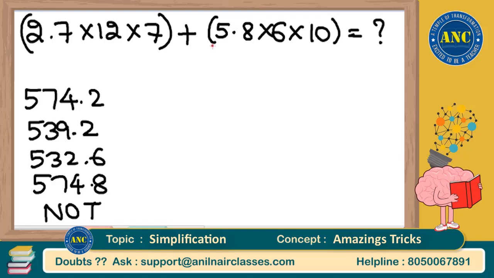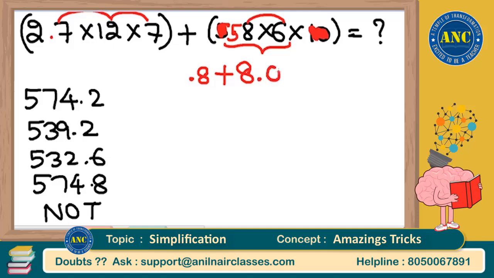Now, one of the ways of solving is by digital sum, the other way is this. 5.8 into 10, this 10 I will multiply and make it as 58, right? Now this is a whole number. 8 into 6 is 48. It will end with 8. Here 0.7 into 2 is 1.4. 1.4 into 7 is ending with 0.8, right? Can I say that this is ending with 8.0 and this is ending with 0.8? The answer should end with 0.8. Only one option.